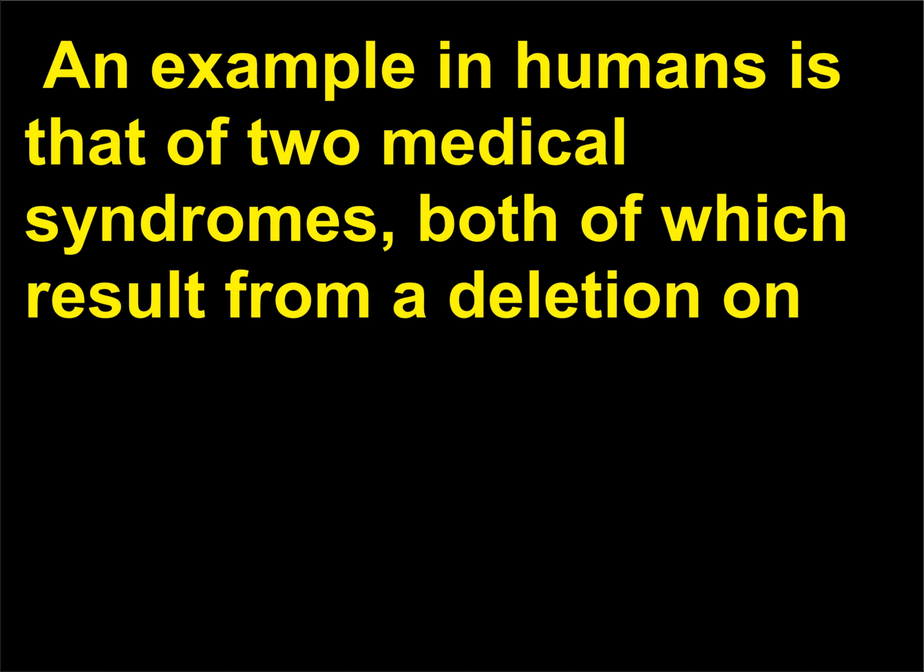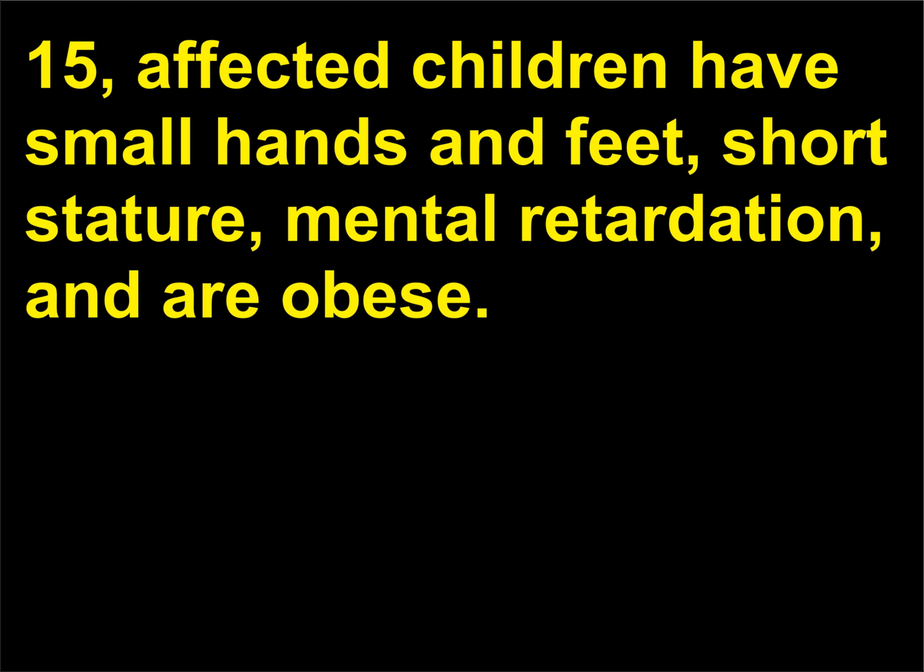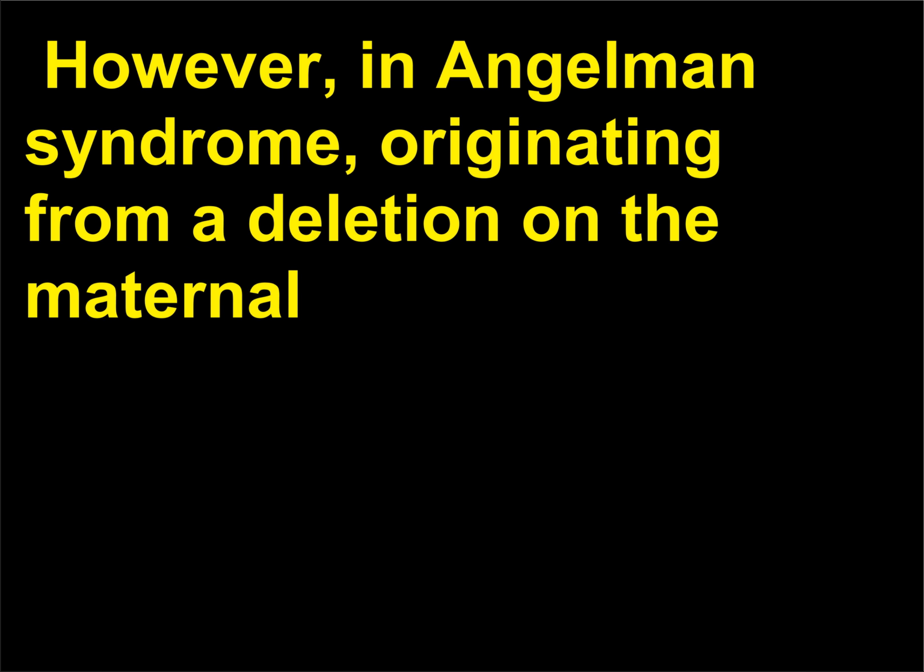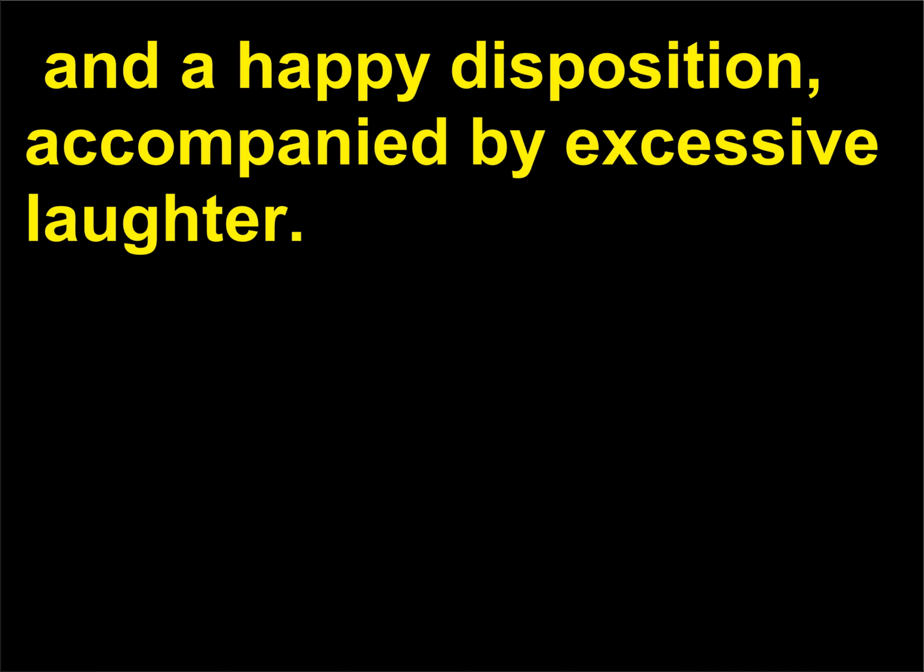An example in humans is that of two medical syndromes, both of which result from a deletion on chromosome 15. In Prader-Willi syndrome, originating from a deletion on the paternal chromosome 15, affected children have small hands and feet, short stature, mental retardation, and are obese. However, in Angelman syndrome, originating from a deletion on the maternal chromosome 15, affected children have a large mouth and tongue, severe mental and motor retardation, and a happy disposition, accompanied by excessive laughter.